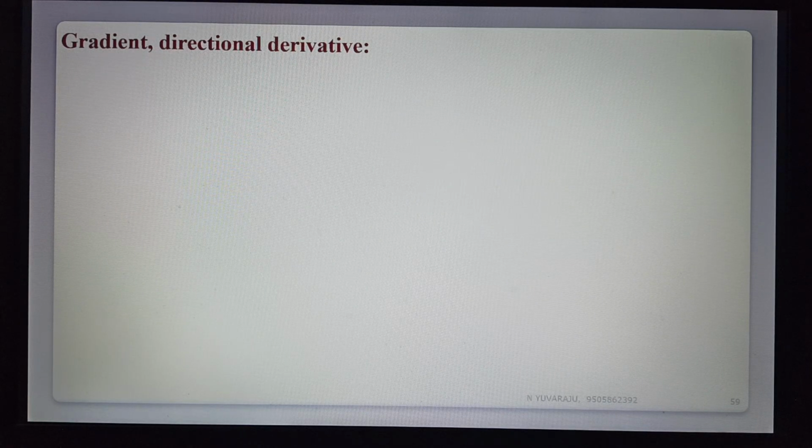Hi students, today we are learning the topic of vector differentiation. We have already learned differentiation of general functions, but here it is differentiation of vectors. So here we have vector point functions and scalar point functions.